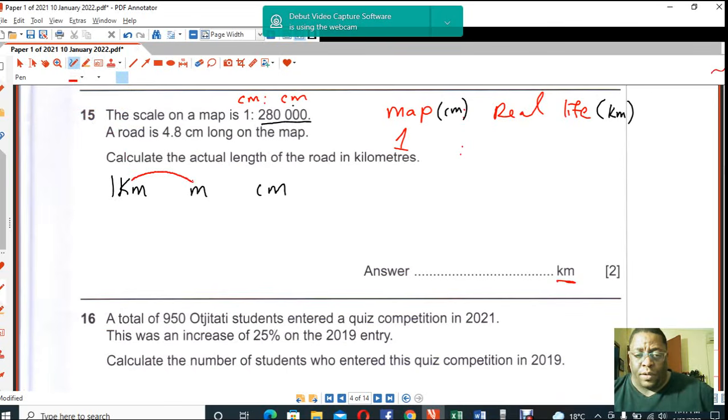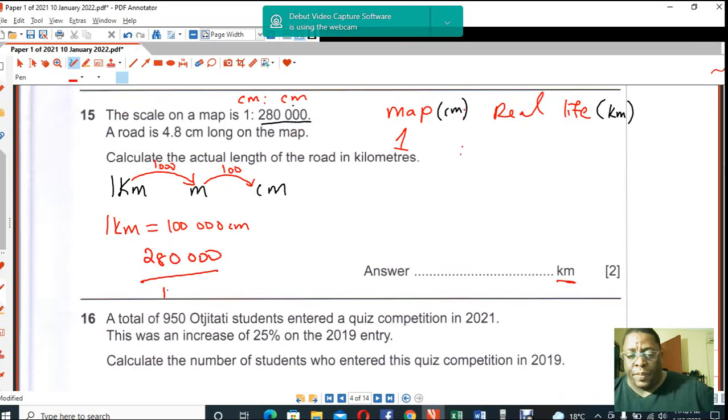So kilometer to meter, well, that's 1,000. Meters to centimeters, that's 100. So if you go all the way from kilometers to centimeters, 1 kilometer is equal to 100,000 centimeters. That means to change 280,000 centimeters to kilometers, you'll have to divide by 100,000. When you divide that by 100,000, you will have what is the real distance in real life. So the answer therefore is 2.8 kilometers. So now I've changed my scale.